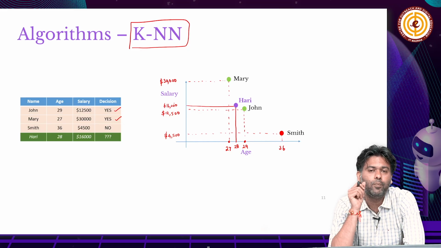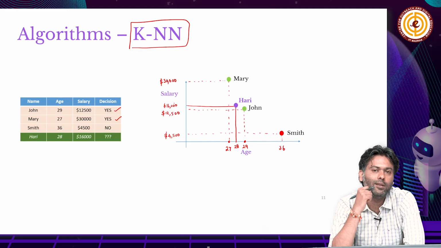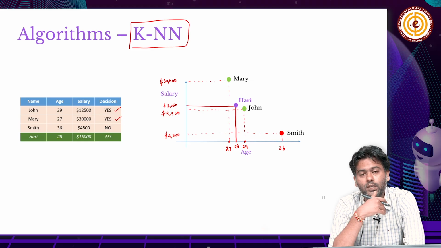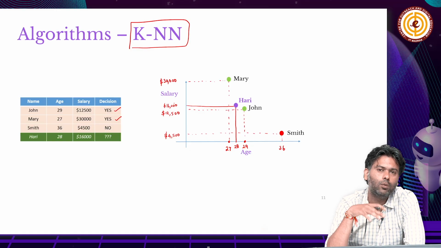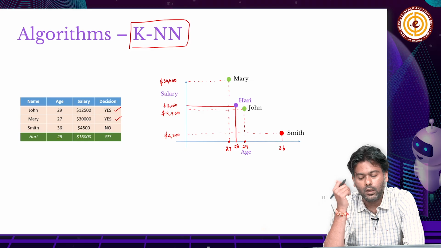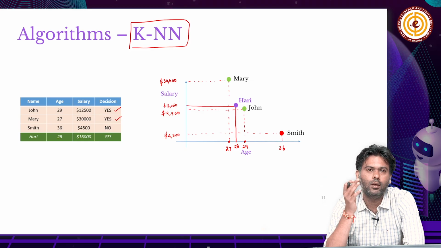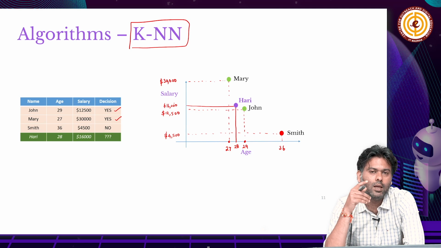Meaning we do not know at this point if Hari will pay the loan back or not, because the loan has not yet been granted. So now the question is, should Hari be granted the loan or not based on this? In other words, should we color Hari as green or red? Given that John and Mary, who are also points in this two-dimensional space, have green color and Smith has red color, here is Hari, and now we want to ask the question, should Hari be colored green or colored red?